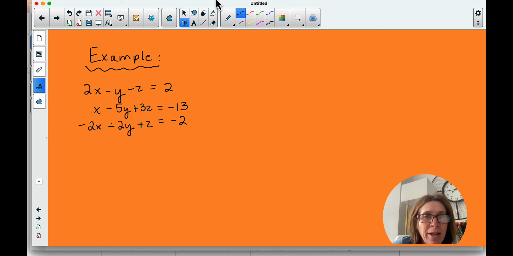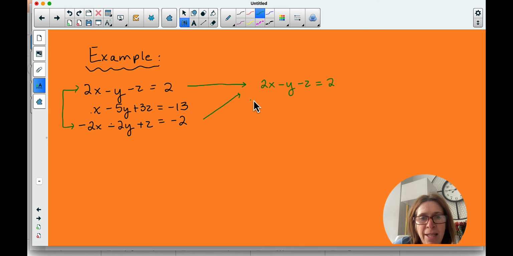So I'm looking here quickly, and I want to decide what variable I'm going to eliminate. And I actually decided to pair up these two equations and eliminate x because I had a 2x and a negative 2x. So I'm going to pair those up. So I'm going to neatly put them over here. So 2x minus y minus z equals 2, and negative 2x minus 2y plus z equals negative 2.